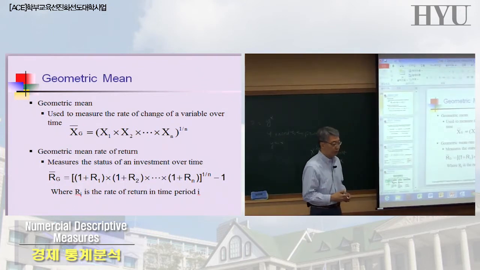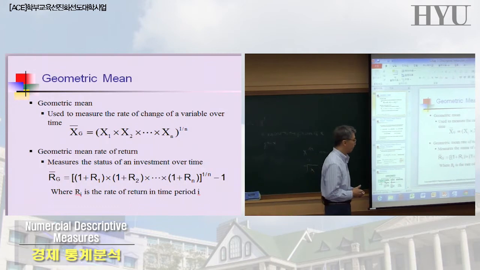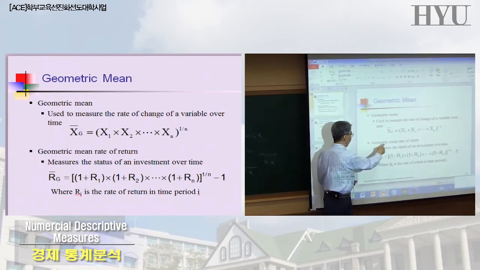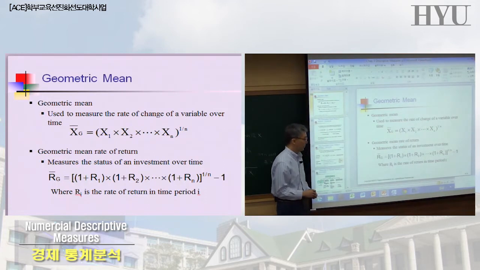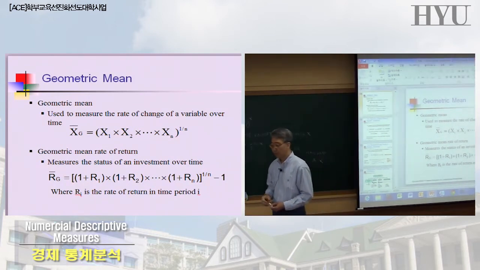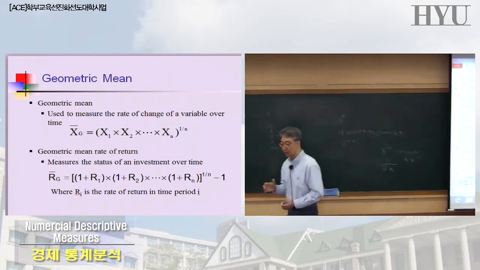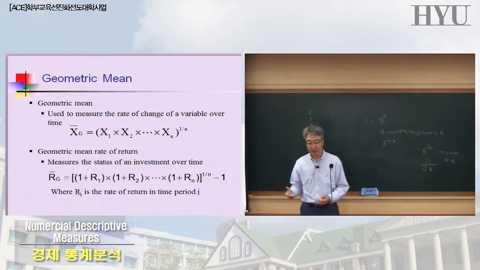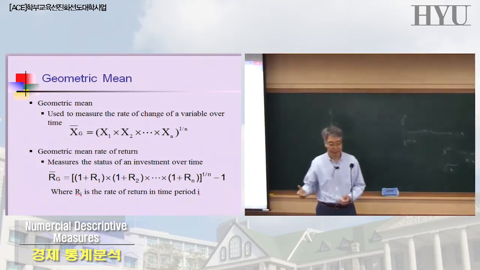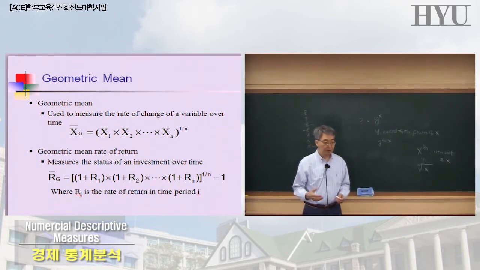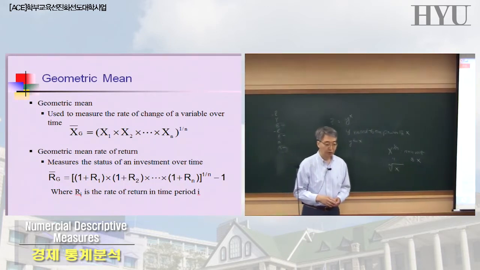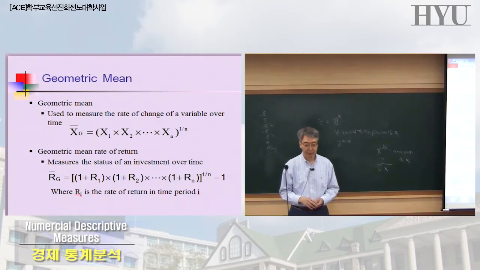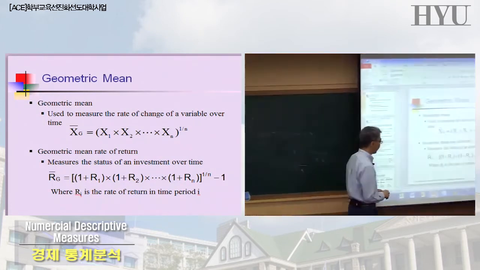Of particular use for business and economics is mean rate of return. Let's say you made an investment for multiple years, and every year the rate of return can be different. The first year you made 10% return, the second year you made 5% return, and so on. Then after 10 years, you want to find out what was the average rate of return on this investment. This is how we calculate that.